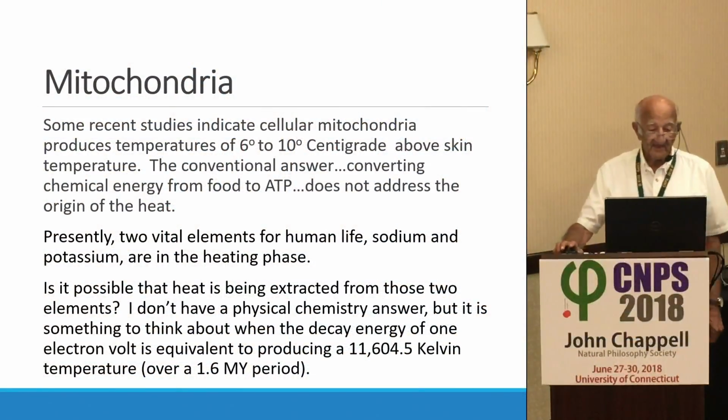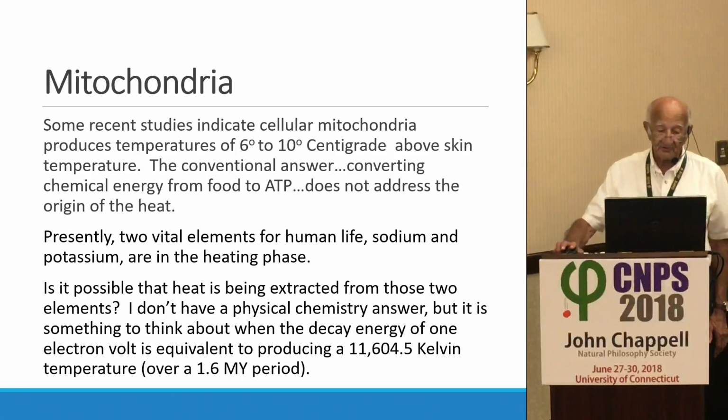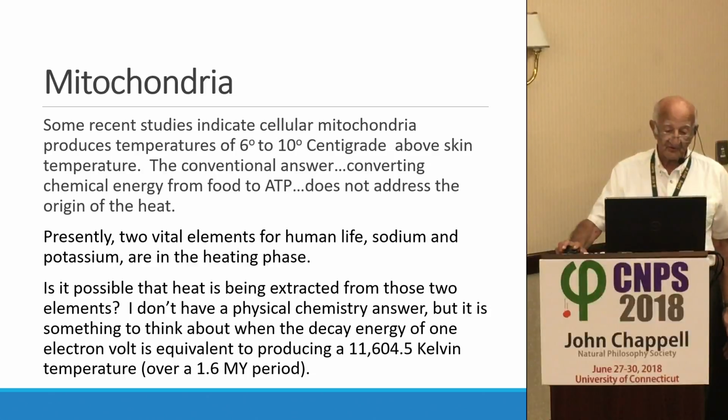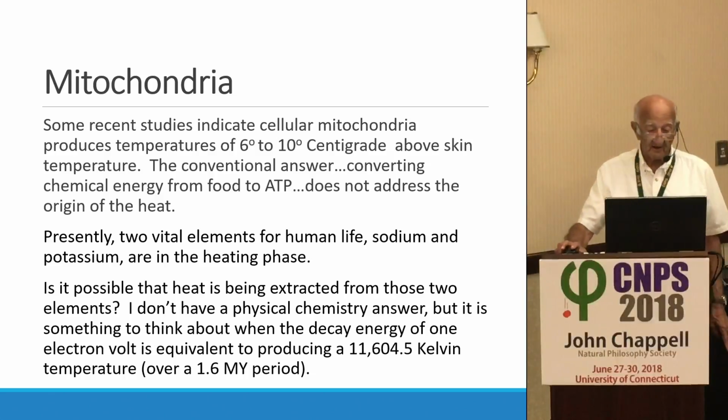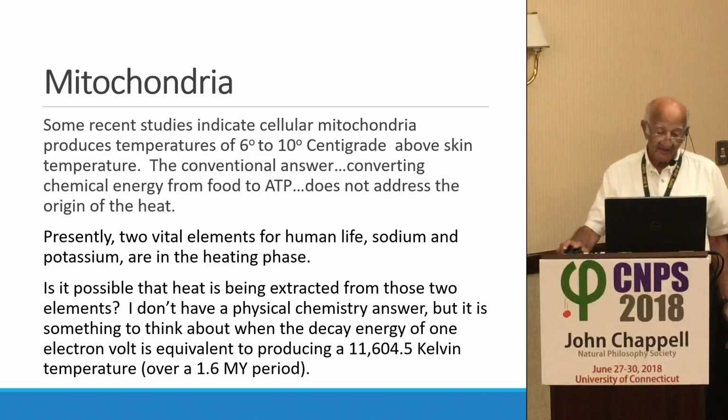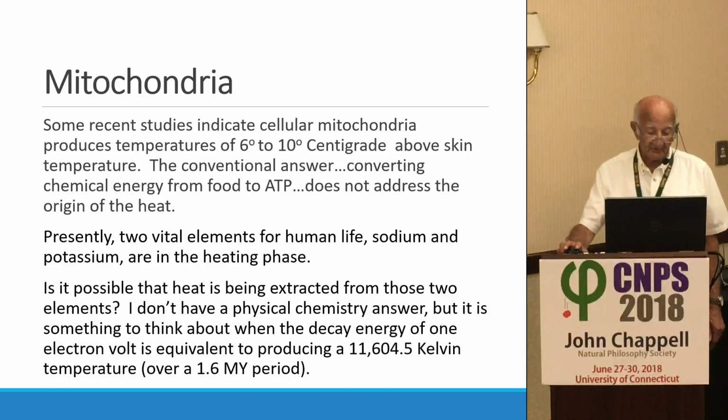Some recent studies indicate cellular mitochondria produce temperatures of 6 to 10 degrees centigrade above skin temperature. The conventional answer, converting chemical energy from food to ATP, does not address the origin of the heat. Presently, two vital elements for human life, sodium and potassium, are in the heating phase. Is it possible that heat is being extracted from those two elements? I don't have a physical chemistry answer, but it's something to think about when the decay energy of one electron volt is equivalent to producing 11,604.5 Kelvin temperature. Of course, that's over a 1.6 million year period.